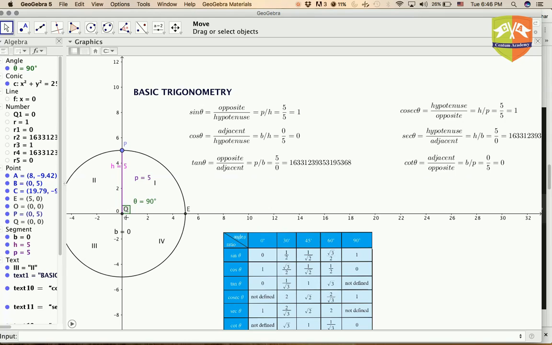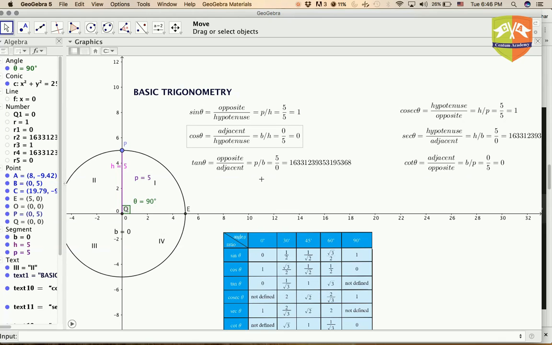Similarly, Q has shifted on to, let's say, O. So Q is coinciding with O. So hence length OQ, which was our base, has become 0. So hence cos theta has become 0. Why? Because adjacent, which is base in this case, is 0. So 0 by 5 has become 0.